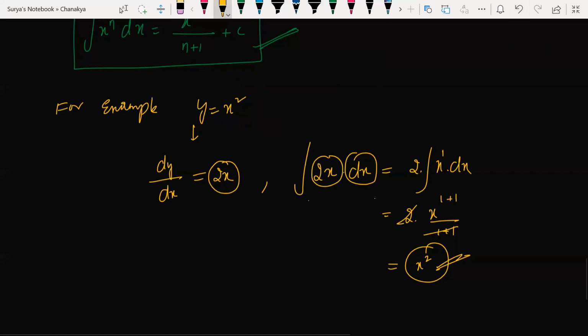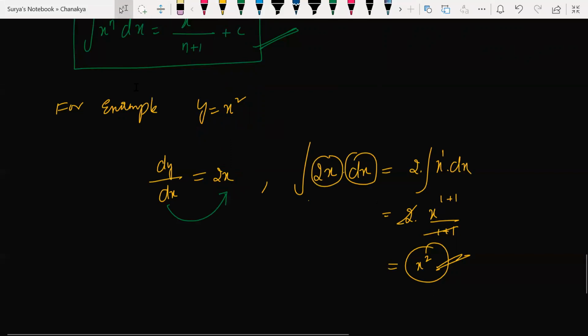Check. If I differentiate this, I was getting 2x. Differentiation of y is equal to this 2x, and integration of this 2x has to be what? X square. Am I getting that or not? Yes, I'm getting that. Clear?